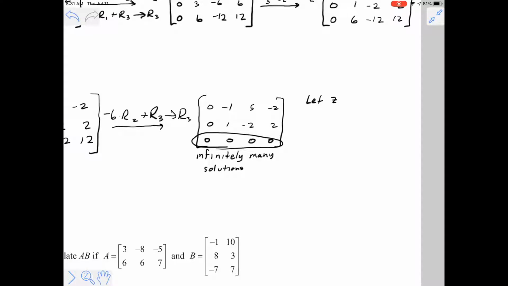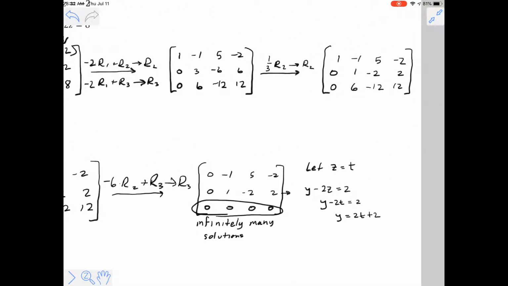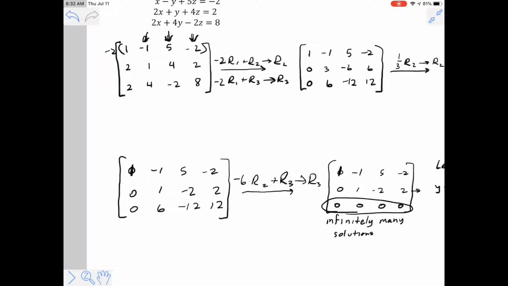So I'm going to let z equal t, and then this row is the equation y minus 2z equals 2, but if we let z equal t, that becomes y minus 2t equals 2, and then if I add the 2t over, I get y equals 2t plus 2. So now I need the x, that top row. Let's see, that should be a 1, I don't know why I wrote a 0, that should be a 1, and that should be a 1.